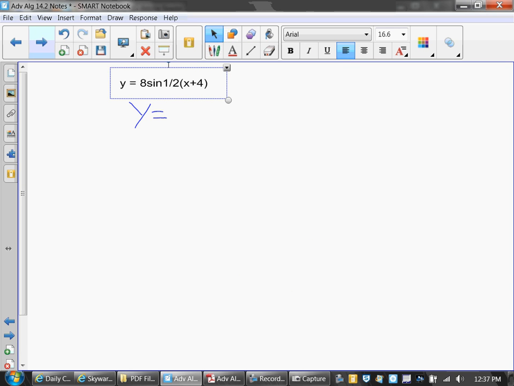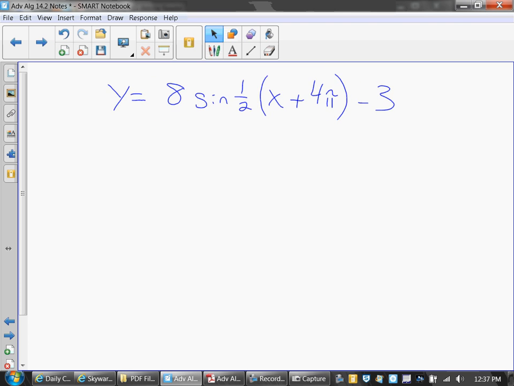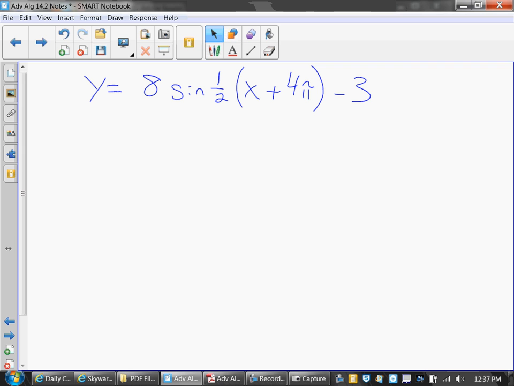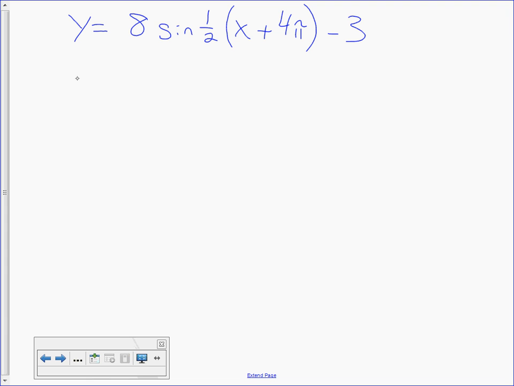All right, so we have y equals 8 sine of 1/2 x plus 4 pi, minus 3. All right, smarty pants. Do that one. When you have horizontal and vertical shifts going, I know by now you guys are probably doing just fine identifying your A is 8, your B is 1/2, your H is negative 4 pi, and your K is negative 3. I'm assuming everybody's got that down pat.